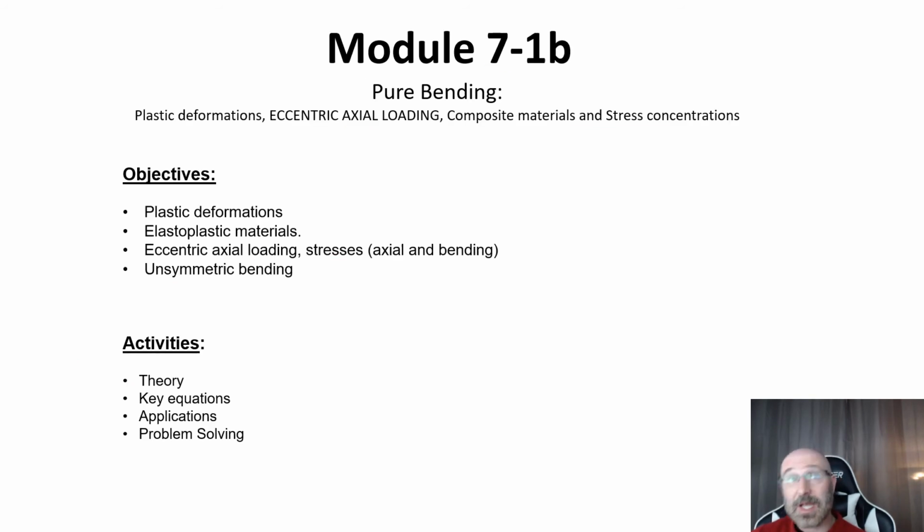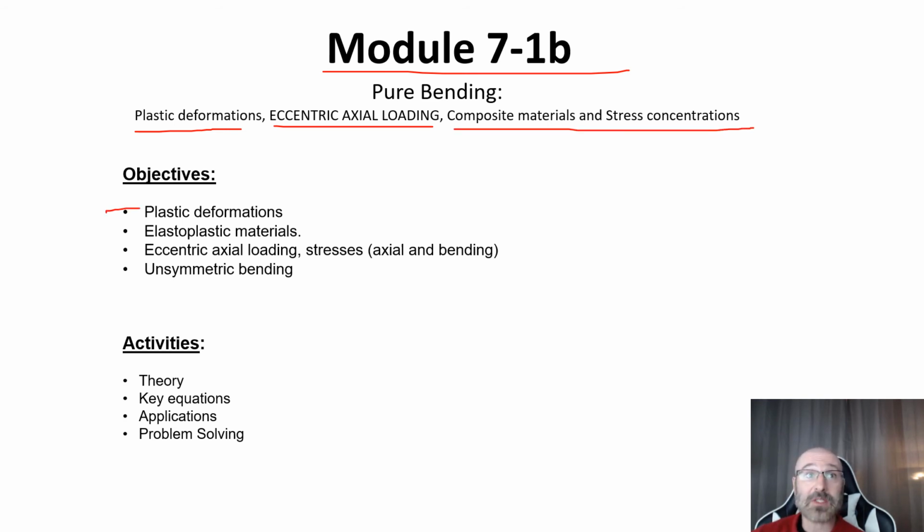So for the second section of module 7.1 here, we have 7.1b, still with pure bending, looking at plastic deformations, eccentric axial loading, composite materials, and stress concentrations. So within this section, again, break this down into plastic deformations, elastoplastic materials, eccentric loading, axial loading, stresses, axial and bending, and then take a look at what happens with some unsymmetric bending as well. And again, going through our theory, governing equations, practical applications, and then going through some problems together.